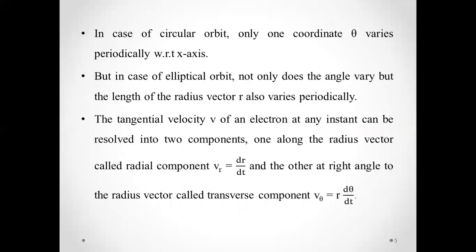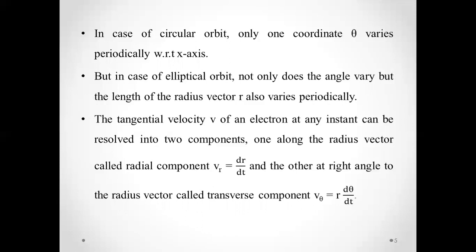In case of circular orbit, only one coordinate theta varies periodically with respect to the x-axis. But in case of elliptical orbit, not only does the angle vary, but the length of the radius vector r also varies periodically.